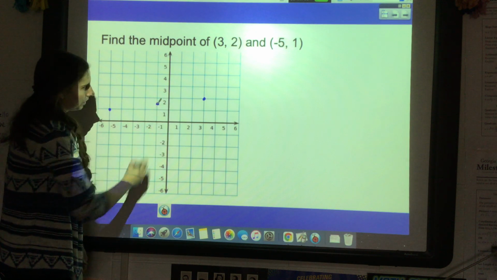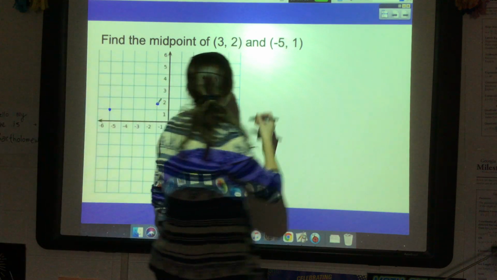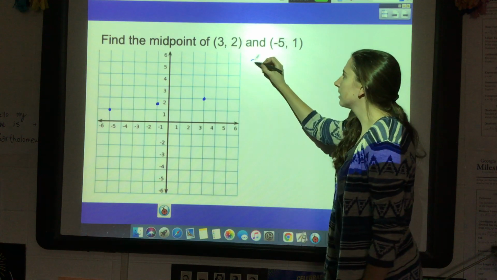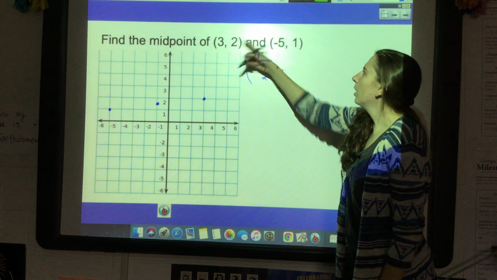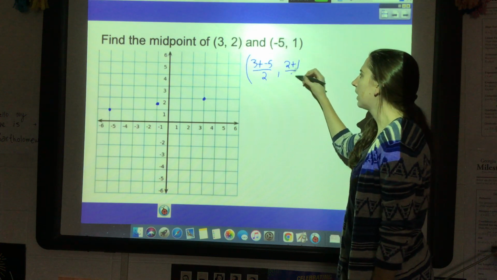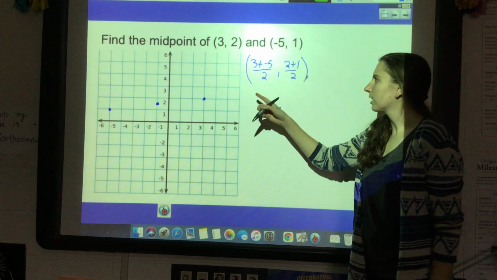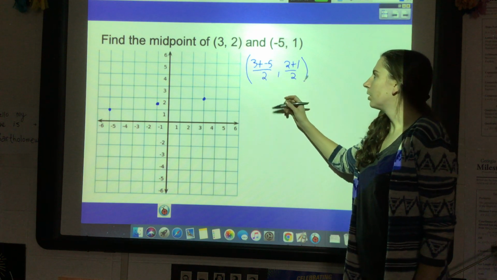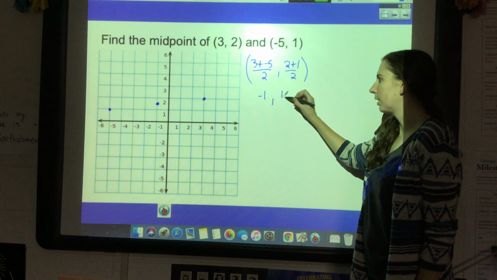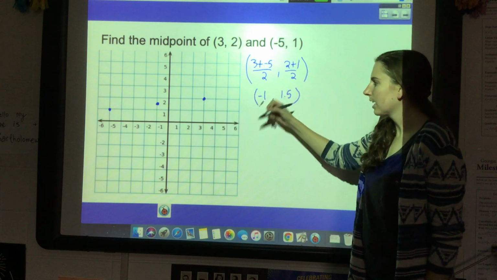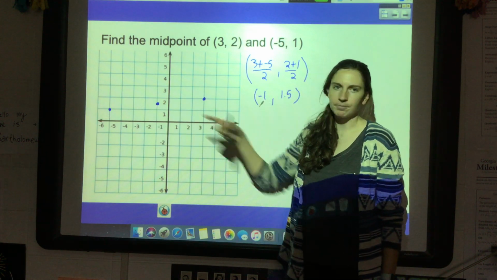If you don't want to count, then you can do the midpoint formula. So add up the two x's and divide by 2, and then add up the two y's and divide by 2. So that's going to be negative 2 over 2, which is negative 1, and this is 3 halves, or 1.5, which is exactly where we landed here.